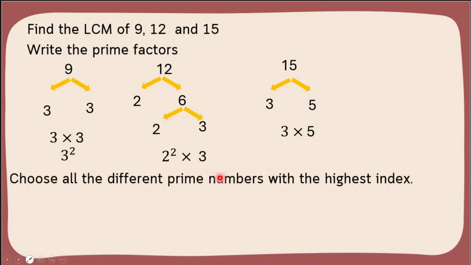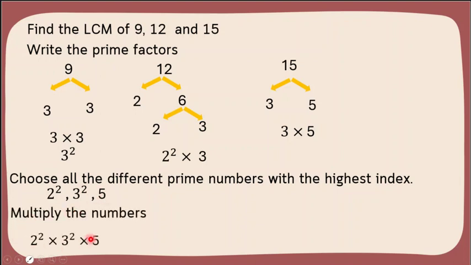Now we have to choose each prime number, and then with each one, the one with the highest power. Here 2 appears just once, then the highest power of it is 2 to the power 2. 3 appears 3 times. We have it here, here, and then here as well. But then the one with the highest power is this. So we are going to stick with this. 5 appears just once, and then its highest power is 1, which tells us we are going to multiply 2 to the power 2, 3 to the power 2, and then 5.